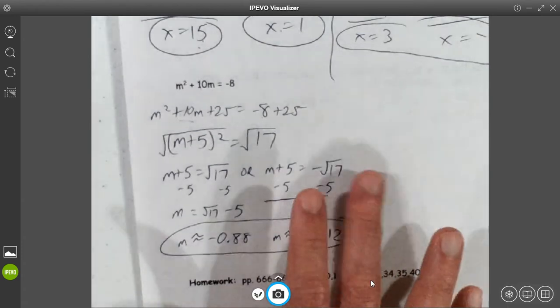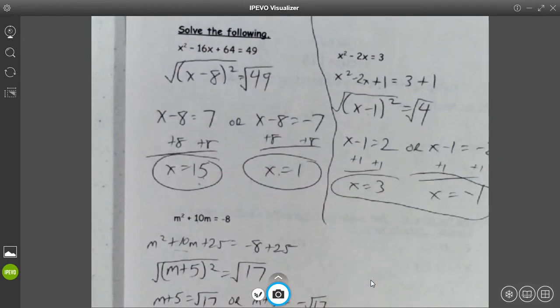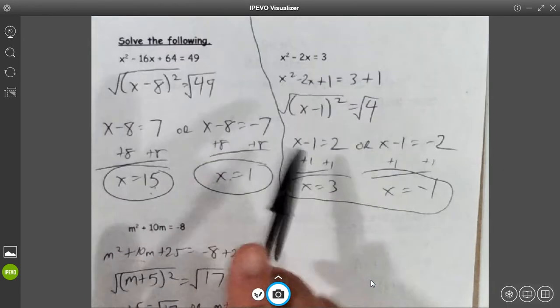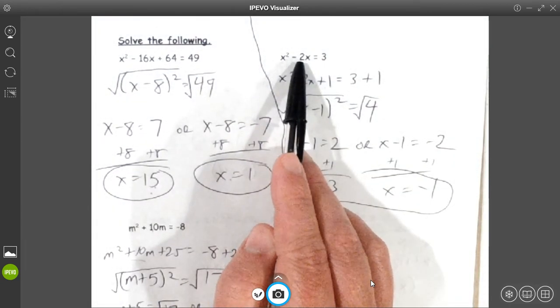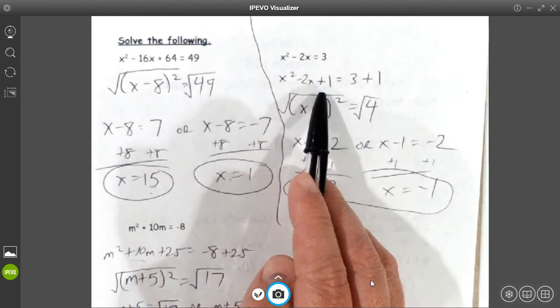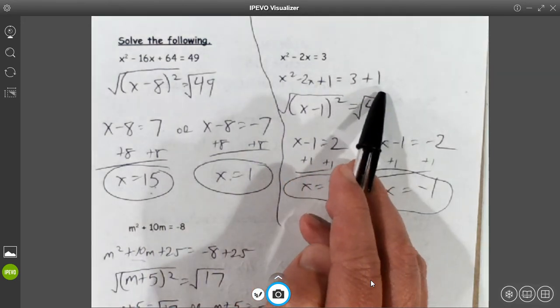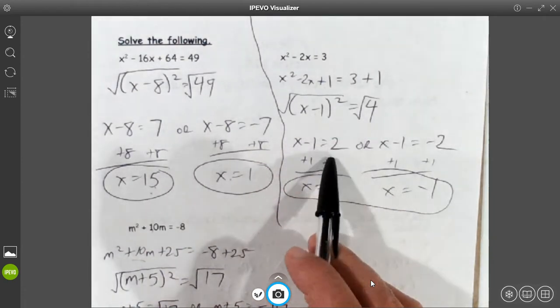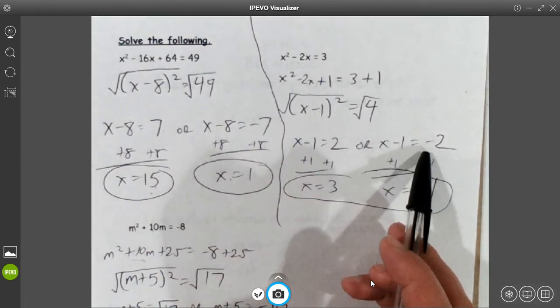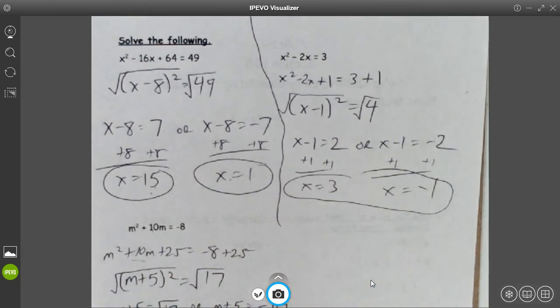So this idea of completing the square: make the thing on the left a perfect square. Take half of b and square it, and that's what you add to both sides. This can now be factored as a perfect square. We can use our square root. Don't forget the negative square root when you do that, because that's what's going to give you your two answers.